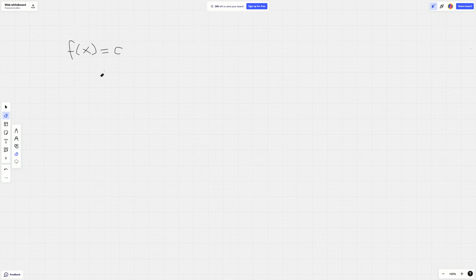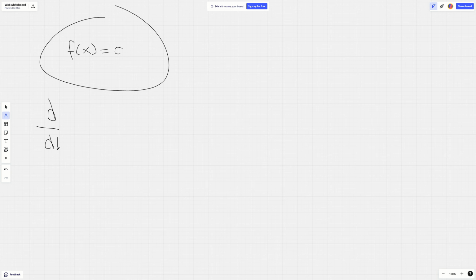Now, what if I wanted to take the derivative of f of x? In other words, what if I wanted to take d over dx of f of x? And again, note that f of x is a constant function. It has a constant output. Well, I'll just show you right now, the derivative of any constant is equal to 0. But why is that? Why is the derivative of a constant equal to 0?